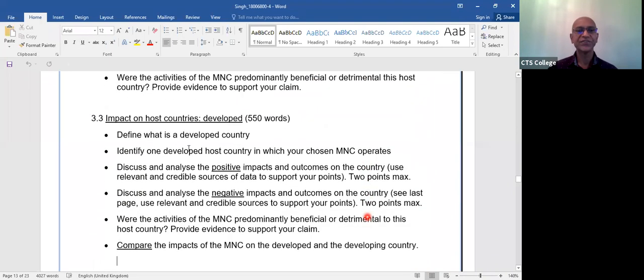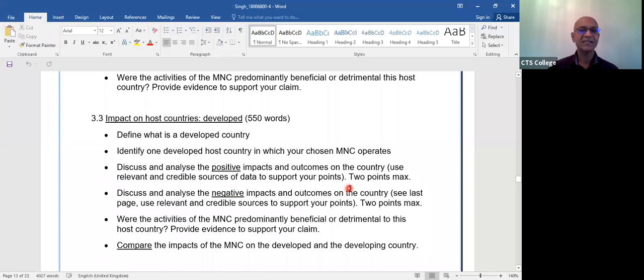Then you would move on to a discussion on one developed country. Define what's a developed country, identify from the UN list above, discuss two positives, two negatives. It doesn't necessarily have to be two, it could be one positive, two negatives, or two positives and one negative. And this depends on the position that you take.